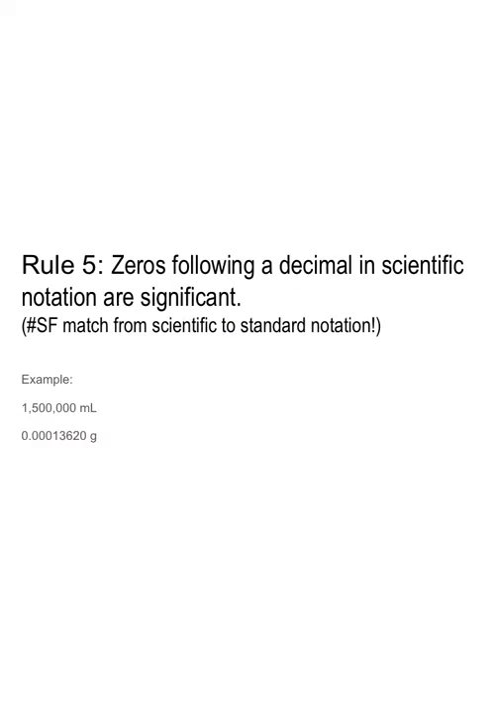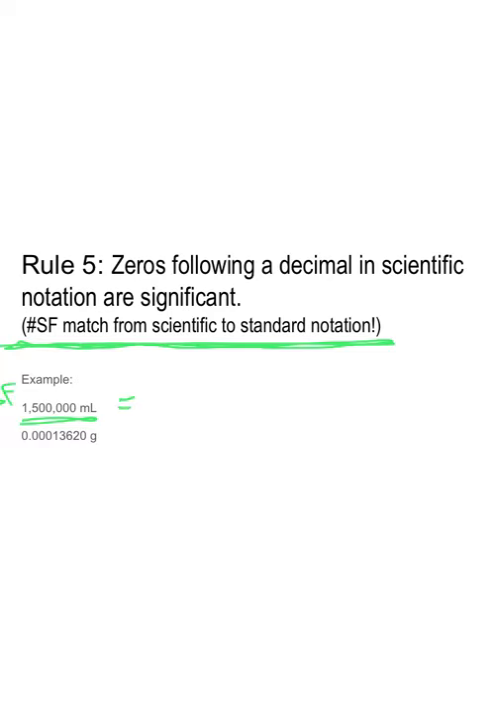Here's another rule. It says zeros following a decimal point in scientific notation are significant. The basic thing that I want you guys to walk away with is understanding that the number of significant figures must be the same as you go between scientific notation and standard notation. So here we have numbers that are not in scientific notation. This is 1,500,000. This has 2 significant figures.